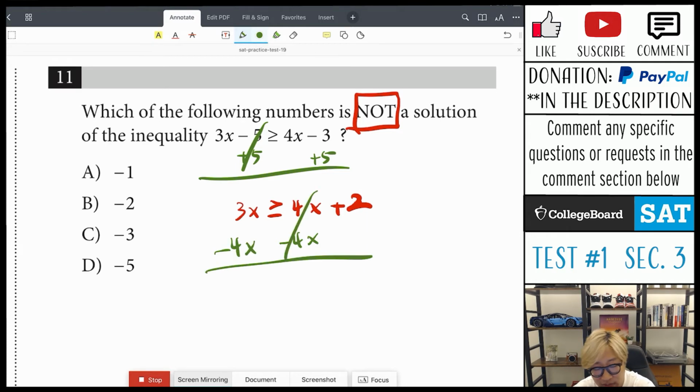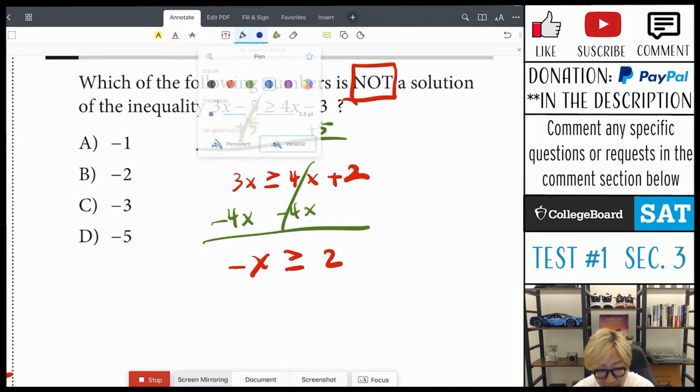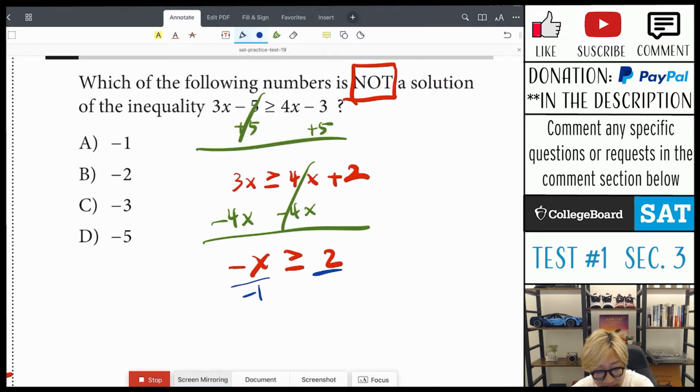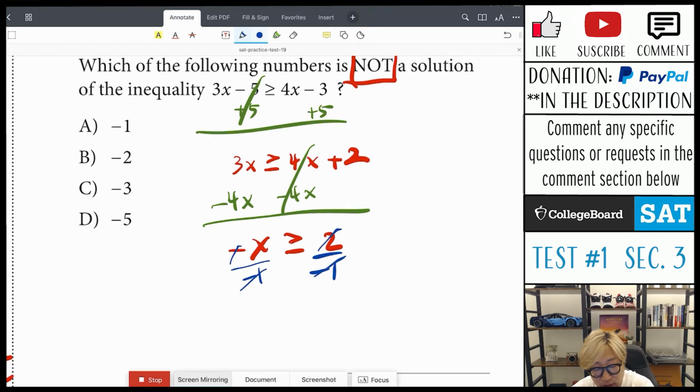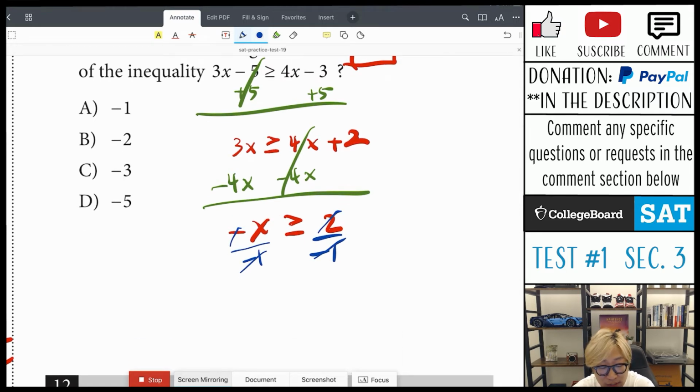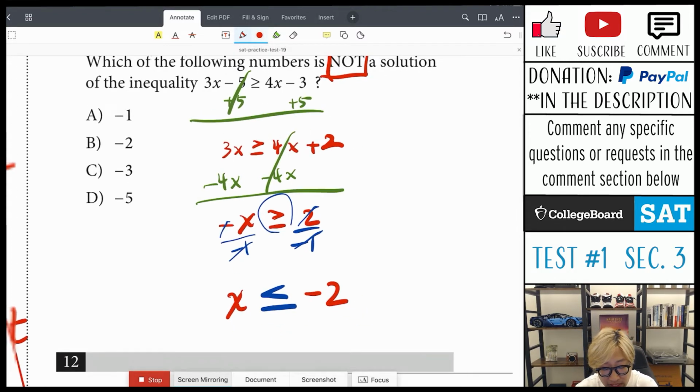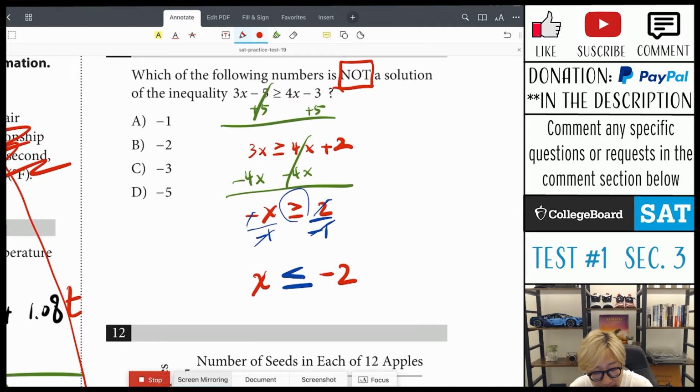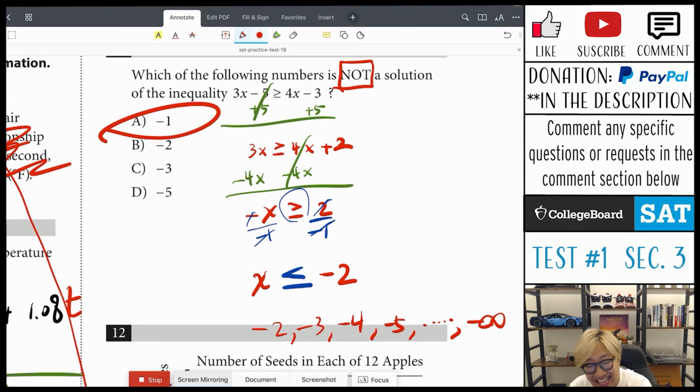I didn't want to do negatives, but hey, it is inevitable in this case. So negative x is greater than or equal to 2. I have to multiply or divide by -1. I'll just divide by -1. And if you remember, when you divide by a negative or multiply by a negative, make sure you flip the sign like this. So x is less than or equal to -2, aka something like -2, -3, -4, -5, all the way to -infinity. Anything -2 or less could work, but not this guy.